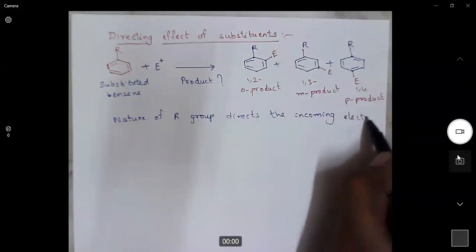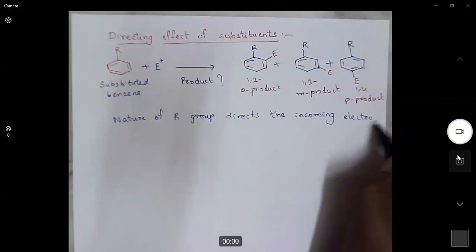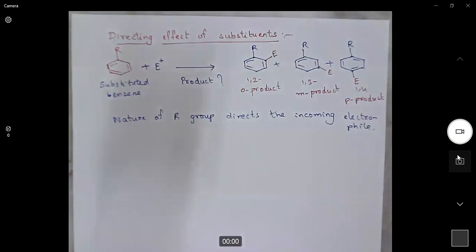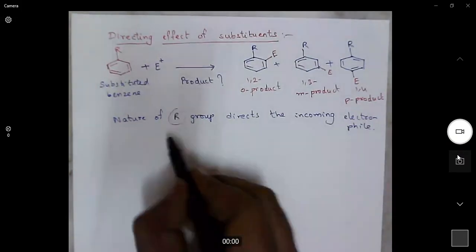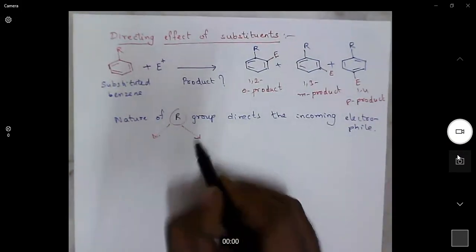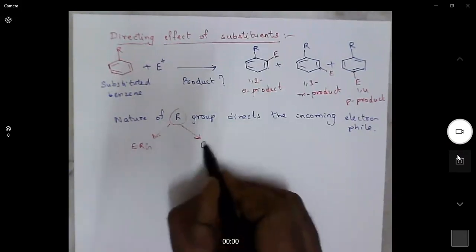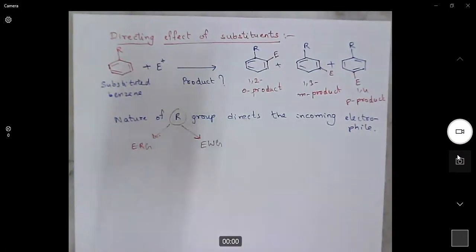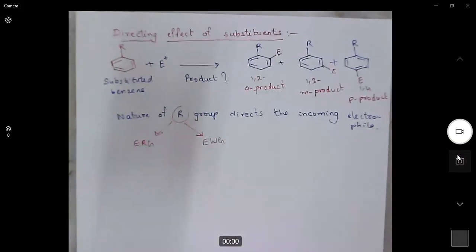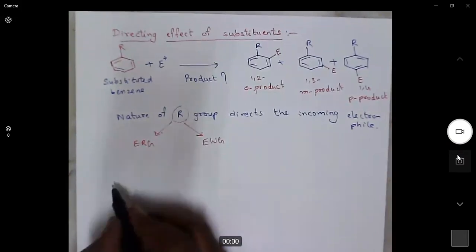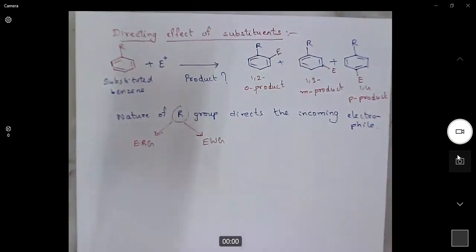What is the nature of the electrophile? Sorry, what is the nature of the R group? Generally we have two different kinds of substituents, electron releasing groups or electron withdrawing groups. Now we will look at the reactivity of benzene with an electron releasing group.